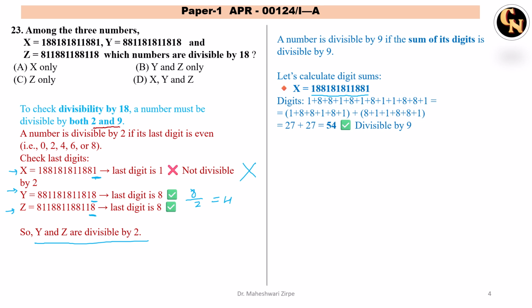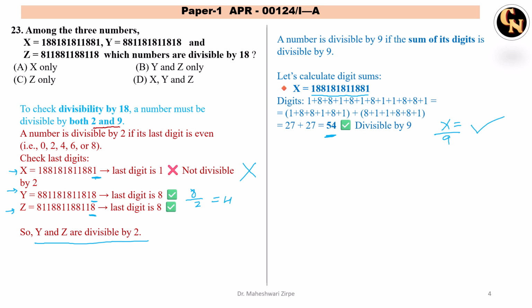1 plus 8 plus 8 plus 1 plus 8, as I've written on the screen, and in such a way you will find that the number comes out to be 54. And 54 is divisible by 9. Yes or no? So 54 is divisible by 9, so our x number is divisible by 9.